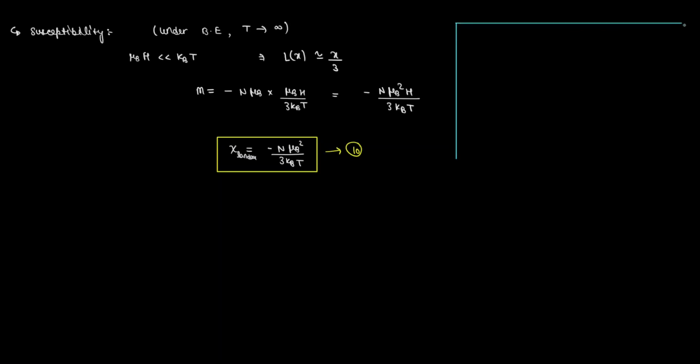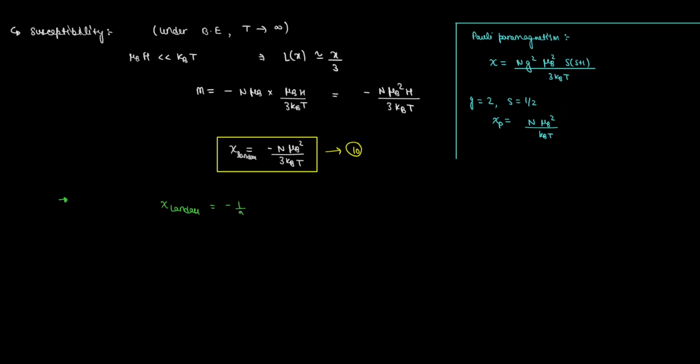Now if you remember, under Pauli paramagnetism, the susceptibility was n g square mu b square times s into s plus 1 divided by 3 kBT. And if you put g equal to 2 and s equal to half, then you will get the Pauli susceptibility as n mu b square divided by kBT. So therefore here we get an important result, that the Landau susceptibility is equal to minus 1/3 of Pauli susceptibility.